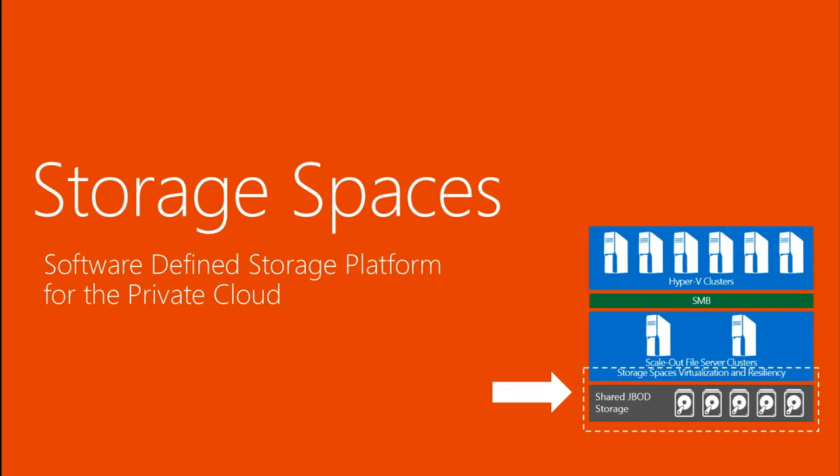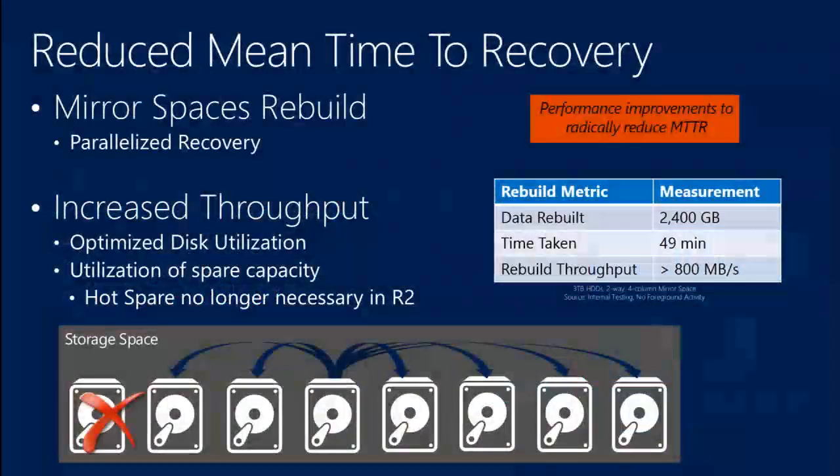All right, so let's keep going down the stack. We talked about SMB, we talked about the scale-out file server. Now let's go down and talk about block storage at the bottom, with Spaces and JBODs.